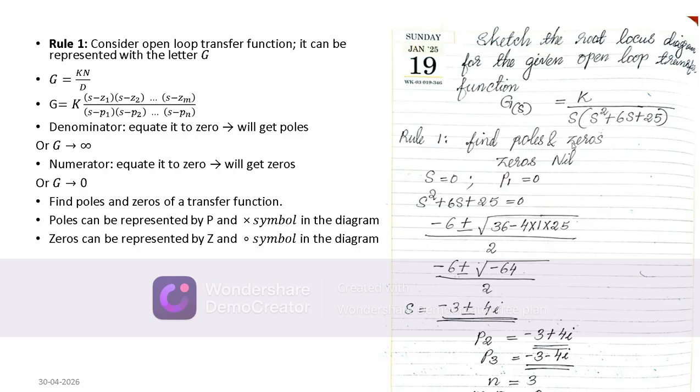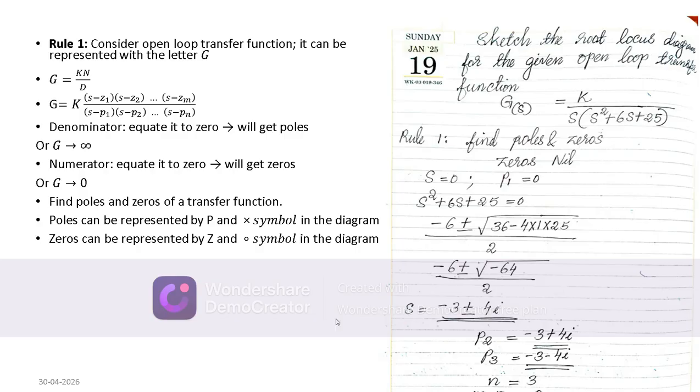For finding the values of the poles, you have to equate the denominator to 0. S equal to 0, so that is one value. Then equate S square plus 6s plus 25 equal to 0. By solving this equation using the quadratic formula, we get two solutions: minus 3 plus 4i and minus 3 minus 4i. Therefore I have three poles: P1 is equal to 0, and the others are minus 3 plus 4i and minus 3 minus 4i.